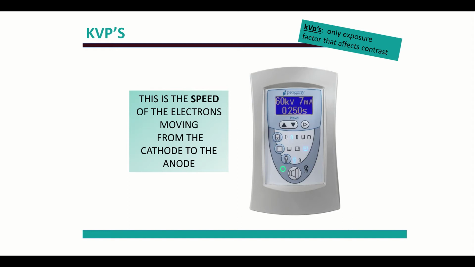All right, so what creates the contrast on an X-ray? The contrast is created by the electrons. Remember, the electrons leaving the cathode when you push the button, and it has to do with how fast they're going, their speed. That is the KVPs, or kilovolt peaks. KVP stands for kilovolt peaks. The KVPs determines the speed of the electrons, how fast they're moving from the cathode to the anode. On your control panel, that's this number right here. We are at 60 kV.